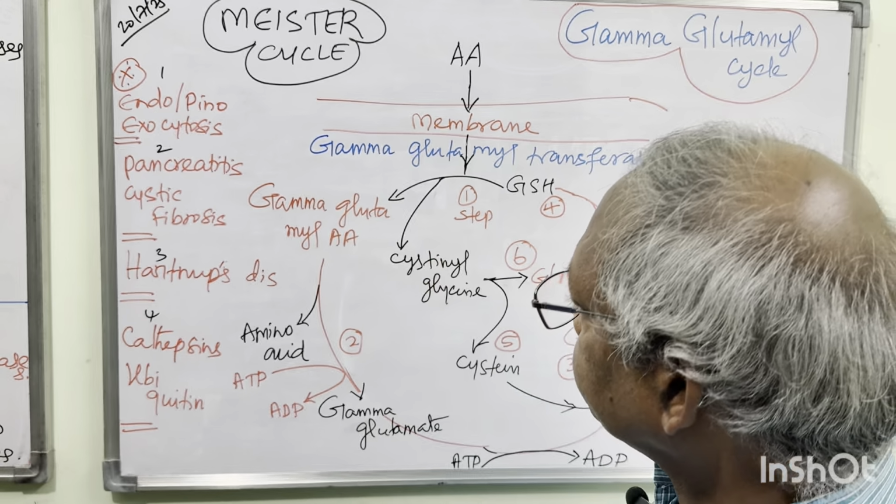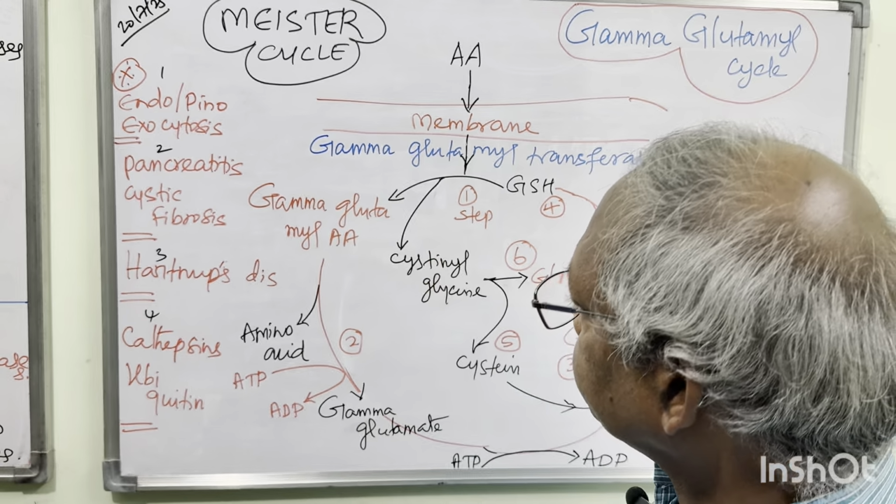The outside amino acid enters into the membrane, combines with glutathione, and produces two products. One is gamma glutamyl amino acid, another one is cystinyl glycine. For this conversion, the enzyme name is gamma glutamyl transferase. This is the first step.